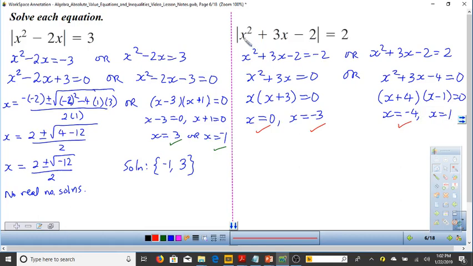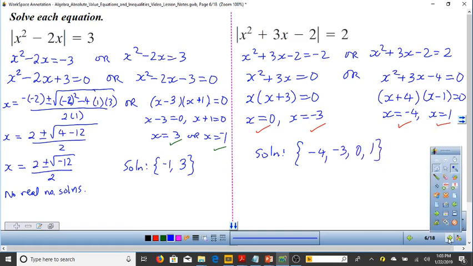That works. And then 1. 1 squared plus 3 times 1 is 4. 1 plus 3 is 4. And then 4 minus 2 is 2. Absolute value of 2 is 2. So it turns out that all 4 answers worked. So our solution for this quadratic equation is, from least to greatest, from left to right, -4, -3, 0, and 1.